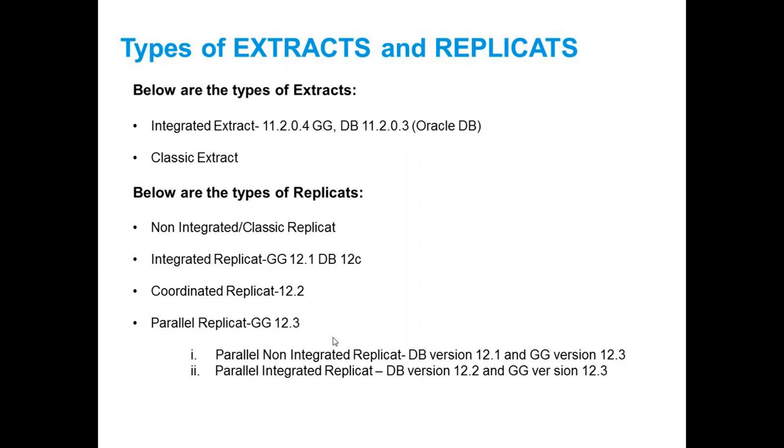Now the question which I face from a lot of people is, how to decide which type of extract should we use? How to decide which type of replicate should we be using? My reply would be, use the latest supported feature. So if your database supports parallel replicate and your GoldenGate supports parallel replicate, go with parallel replicate. Similarly, if your database and GoldenGate support integrated replicate, go with the latest feature, which is the integrated one.